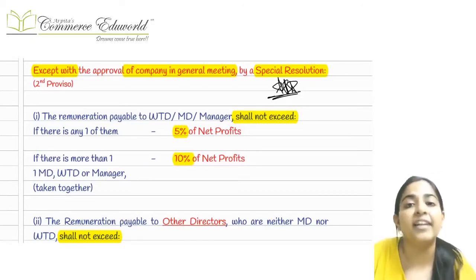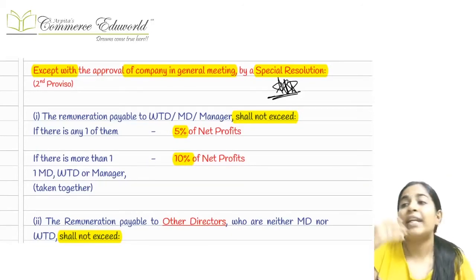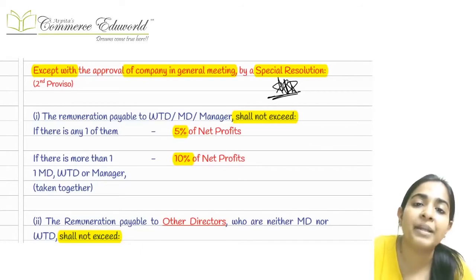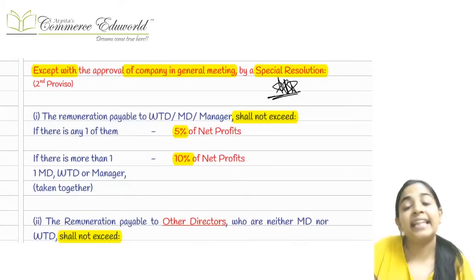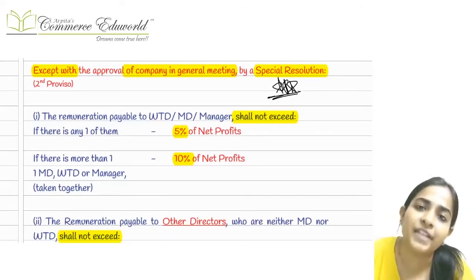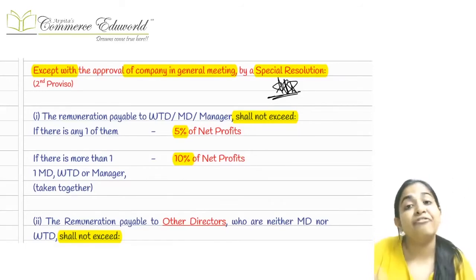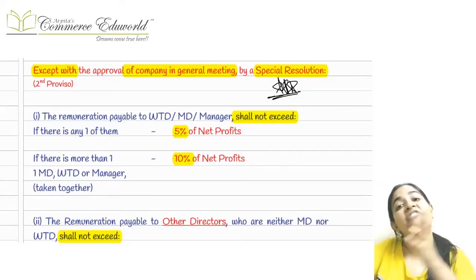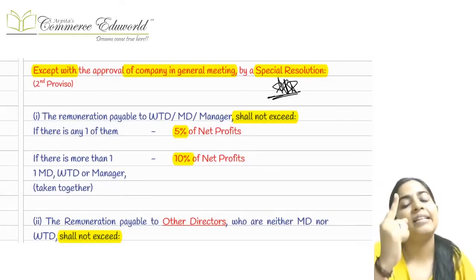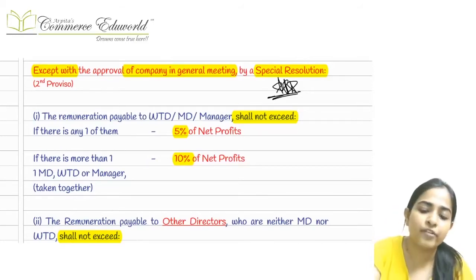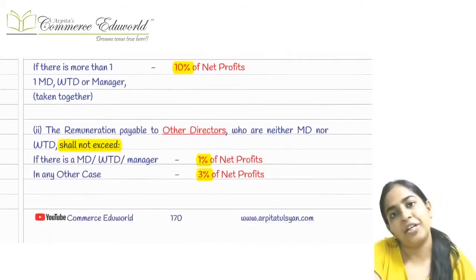Ma'am, what about the other directors? If we do not have any managerial personnel in the company, we just have other directors, then these other directors will get 3% of the net profits. If we have managerial personnel and other directors also, then these other directors will get only 1% of the net profits as their remuneration.